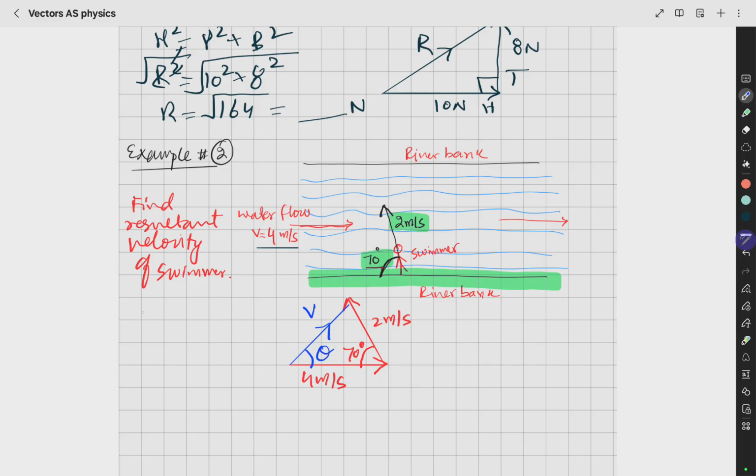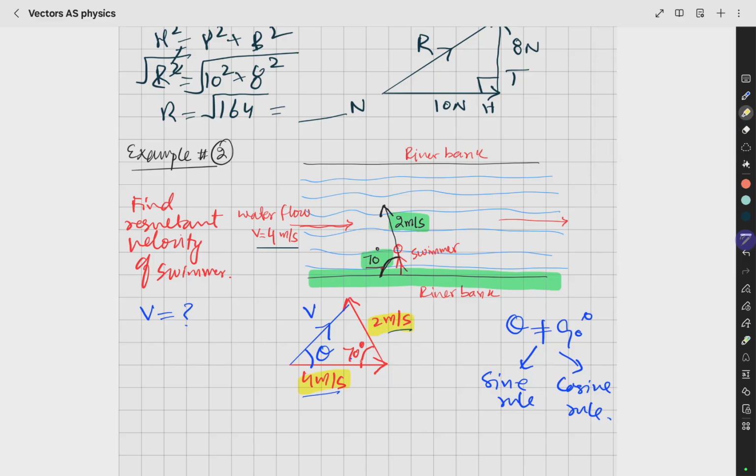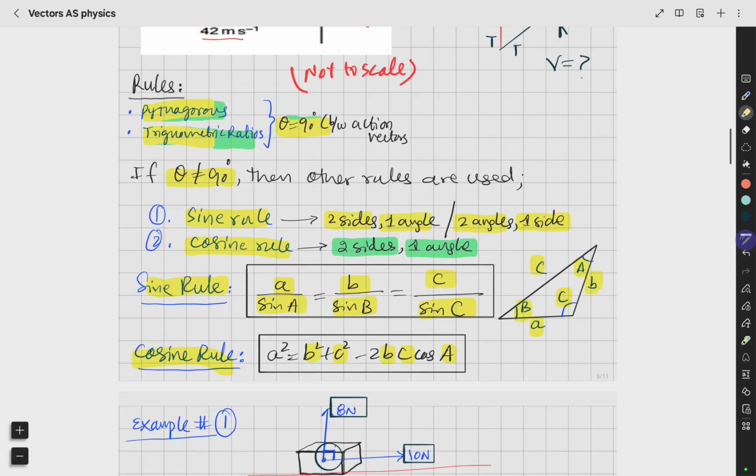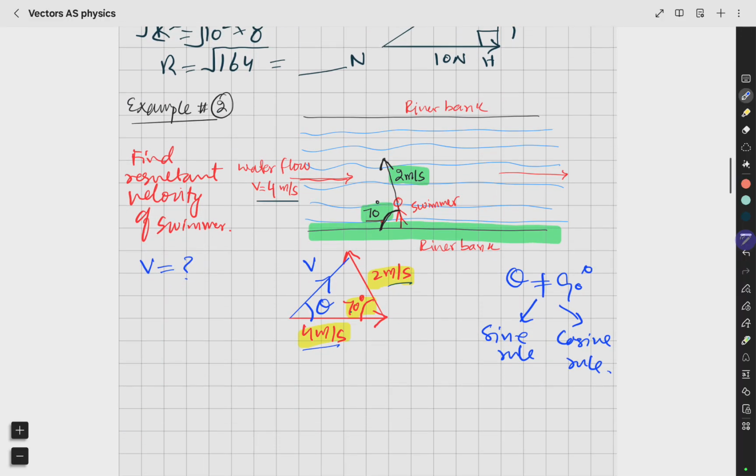So if you want to find V, you know the angle between them is not 90 degree. It means that either you are going to use sine rule or cosine rule. We see that two sides and the angle between them is given, right? Look, these are the two sides and this is the angle. So you can see rule number 2, when two sides and the angle between them is given. So let's use the cosine rule, because we now have two sides and the angle.